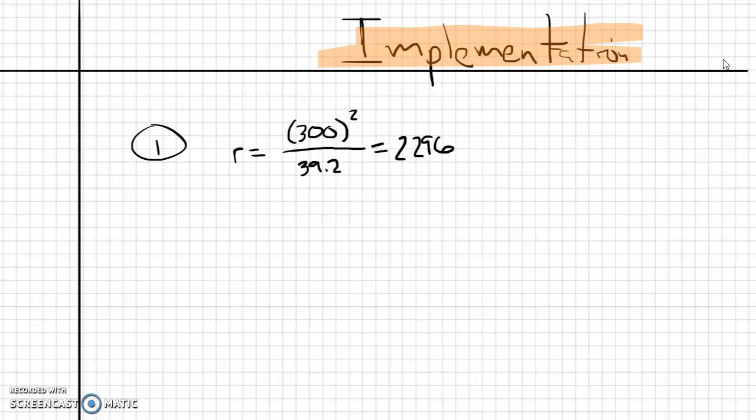And of course, this is in meters per second on the top, and meters per second squared on the bottom, so my units for this would be meters. If we convert this into a bigger unit, it's about 2.3, so it's approximately equal to 2.3 kilometers. And that sounds reasonable for a plane.